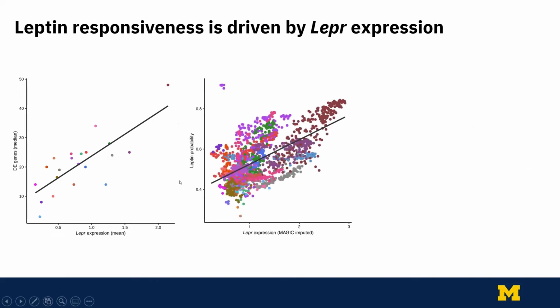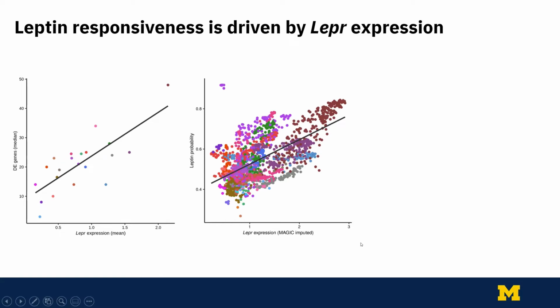What's fascinating is that aside from just an aggregated level, this is also true on a single cell level. If we take leptin receptor expression on a single cell level and the probability that a given cell will be associated with leptin-treated cells, you can see, colored by cluster here, that within given clusters, cells are more likely to be leptin responsive if they have higher levels of leptin receptor.